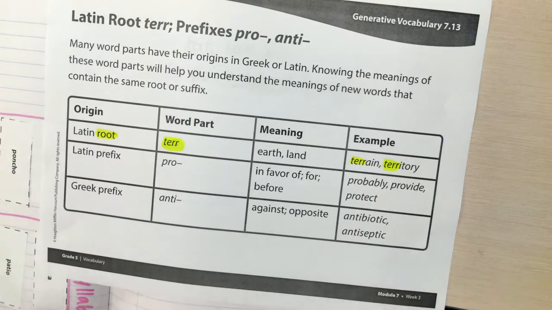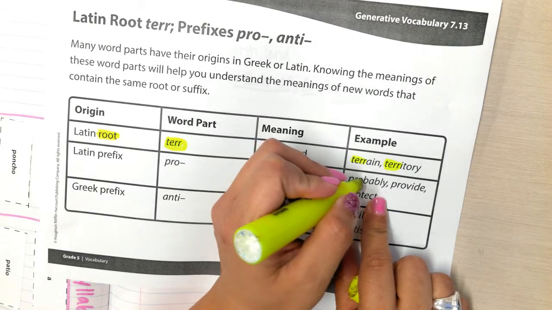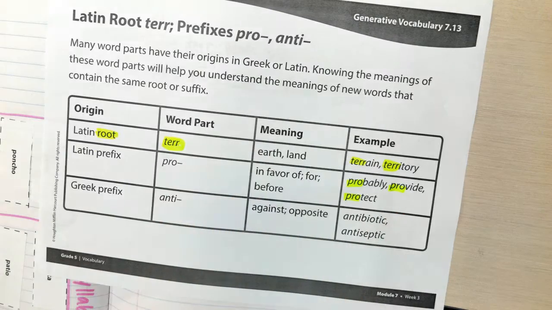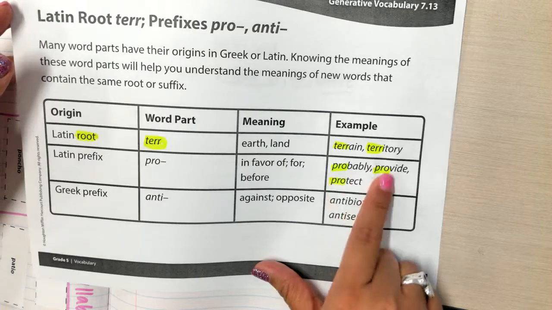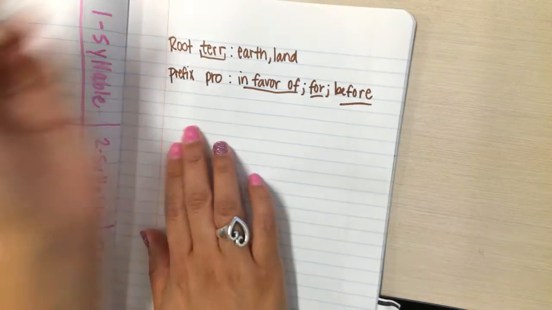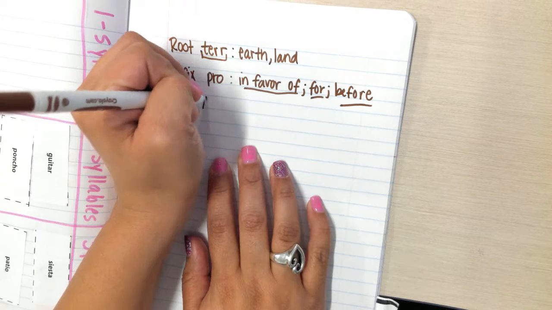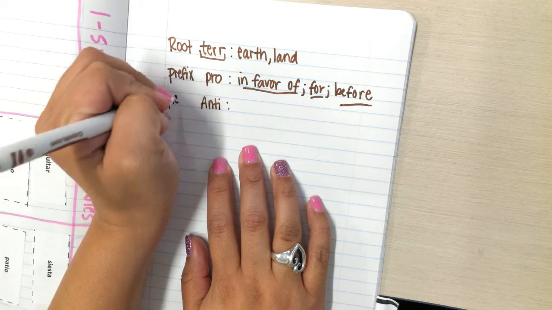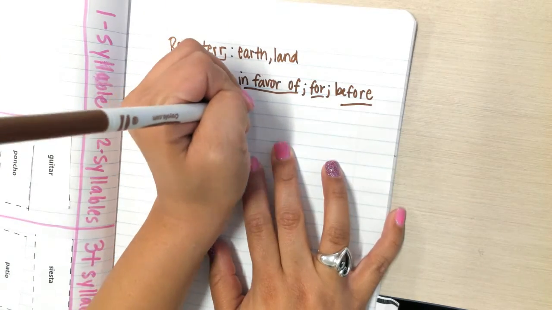So if I'm looking at this sheet, I'm just looking at the words here for examples to make a connection to. Probably, provide, and protect. Okay, so those are some words that I say, okay, I actually have seen these words before with that prefix. The next word part that we're going to look at is anti, and we have seen this one before in our warm-up. Anti is a prefix, and it means against.